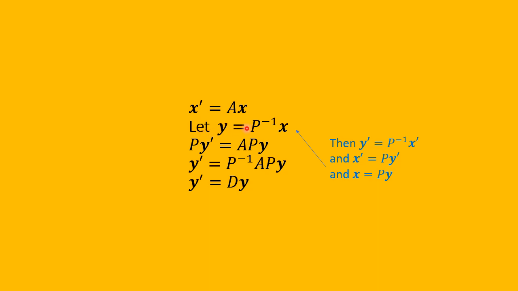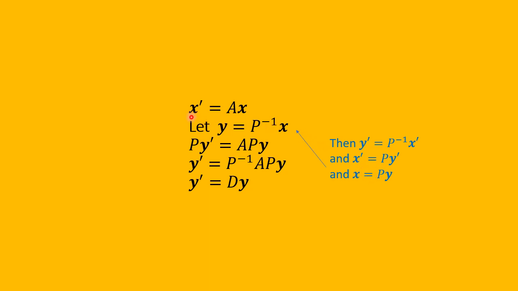Let's let y equal P inverse times x, where P is the matrix that we used in diagonalizing A earlier. Well, if this is true, differentiate both sides with respect to t, and we get that y prime equals P inverse times x prime. If we solve this for x prime by multiplying both sides of this equation by P, we get that x prime is P y prime, and also x is equal to P y.